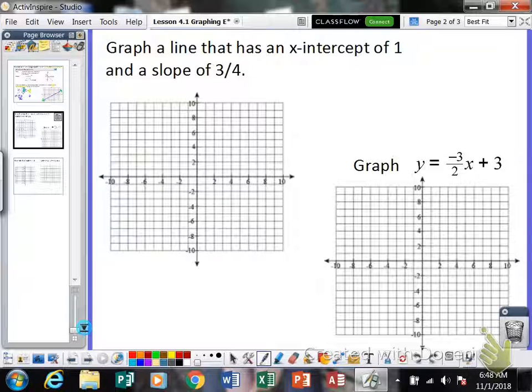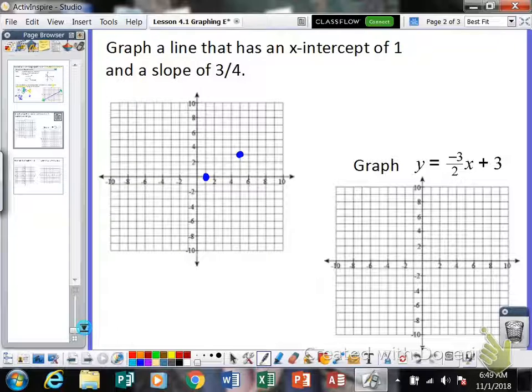So we're going to put the 1 there. Now, that's just a point on the line. So from that point, we have a slope of 3/4. So again, up 3, 1, 2, 3, to the right 4, 1, 2, 3, 4. There's our point. I can do it again.